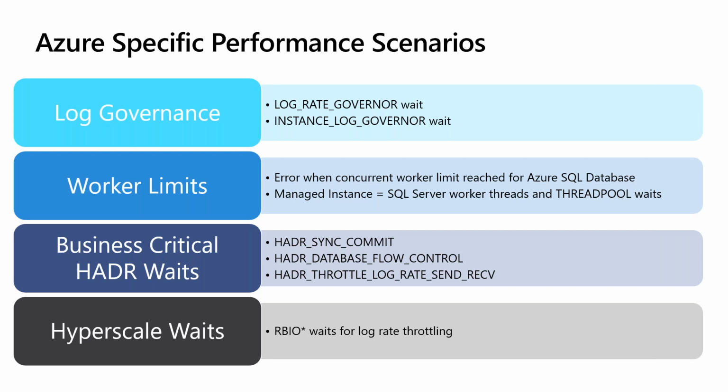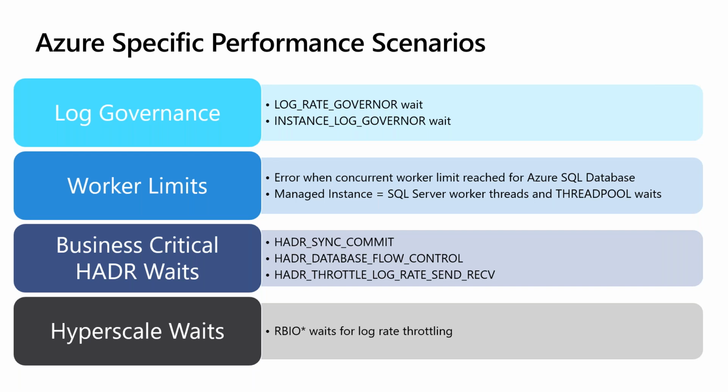Number one, we do some transaction log governance in the cloud. Specifically, we have to do that to make sure we maintain the SLAs we promised to you for availability. You can look at some details about when we govern log type scenarios, but you'll see things like log rate governor waits show up in wait stats that you've not seen in the past with SQL Server. For worker limits for Azure Database, we actually have worker limits built into the cloud versus seeing thread pool waits. Whereas managed instance is going to feel like a SQL Server. So you're going to have worker thread maxes and thread pool waits in that scenario.